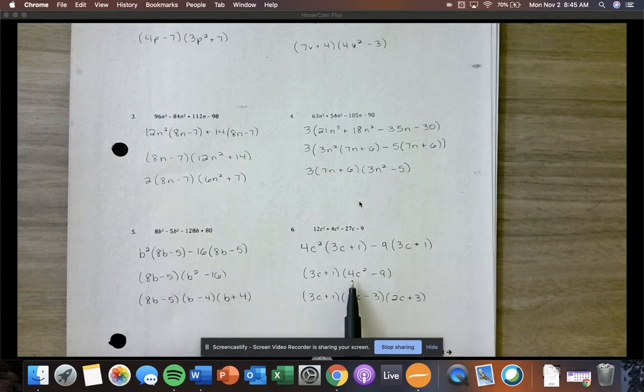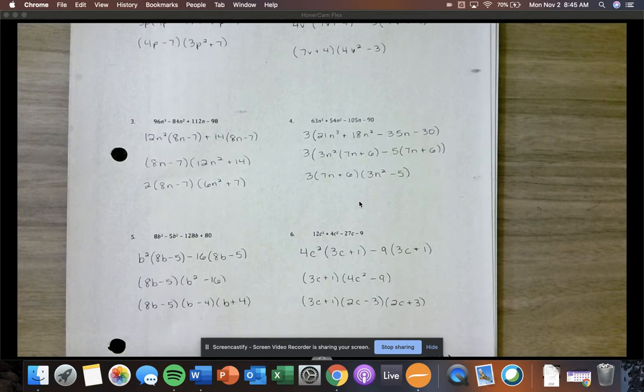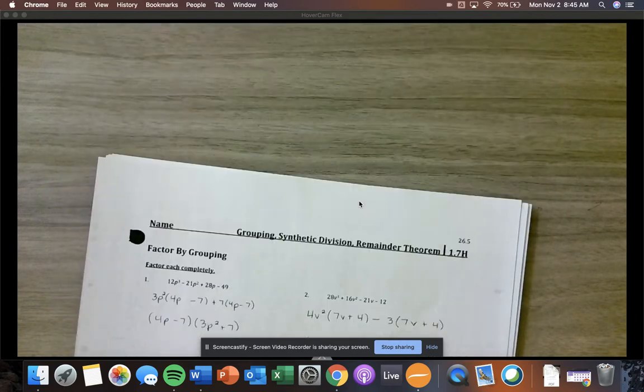Right? And it's the same thing here. We have this 4c squared minus 9. That's a difference of squares. So again, we have to factor that even more. Right? Just a good reminder of making sure we're always factoring completely all the way to the end. Right? Don't leave anything unfactored. But if you want to pause and check these out, feel free. But let's keep going.